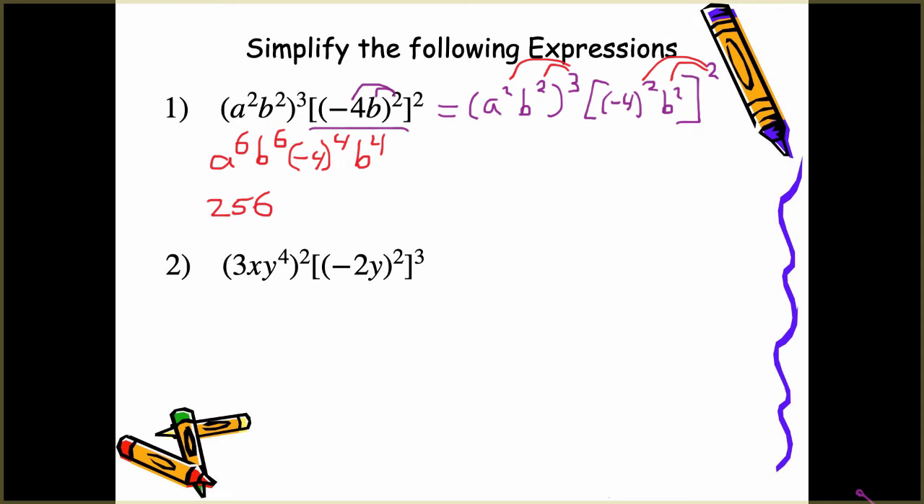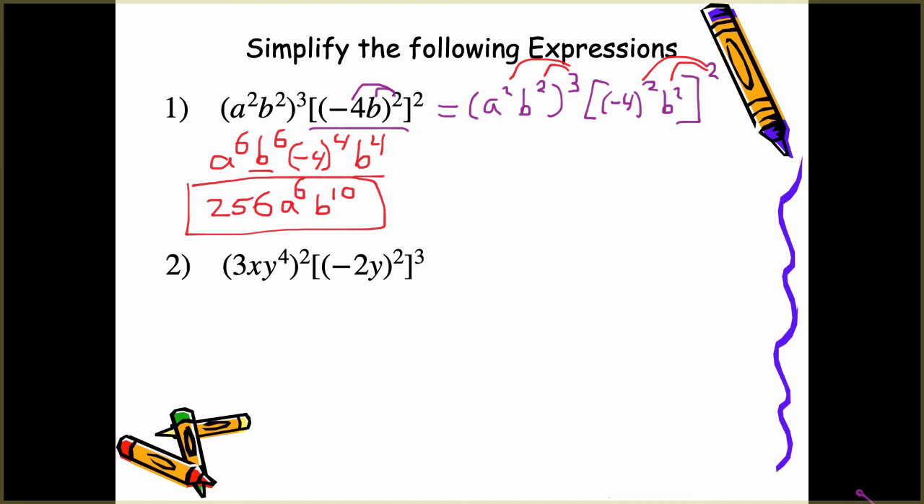Now we look for common bases. We only have one part that has an a in it, so we have a to the 6th. And then we have b to the 6th and b to the 4th. We add those together because we have the same base. 6 plus 4 is 10. So our simplified version is 256 a to the 6th, b to the 10th.